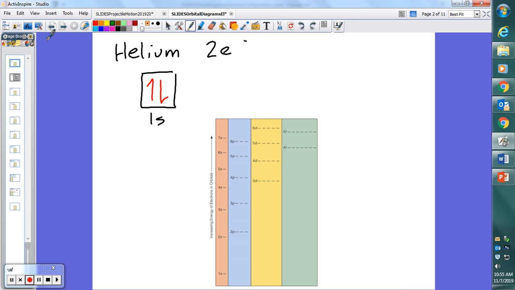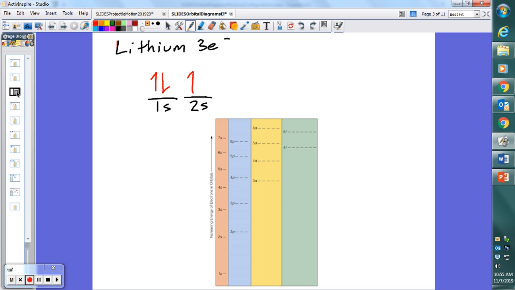Then, for helium, we start off writing the name of the orbital where our electrons appear, and then how many electrons are in this orbital, Connor? 2. But this isn't 1s squared, it's 1s2. It's representing how many electrons are in that orbital. Okay?